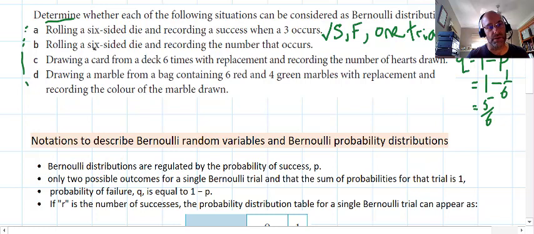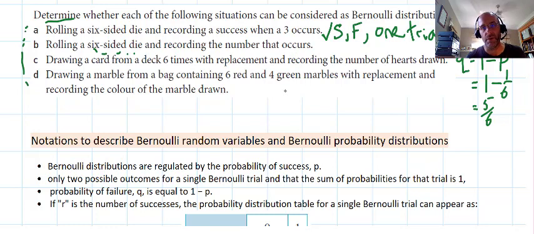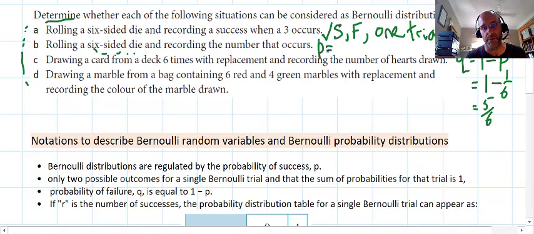Rolling a 6-sided die and recording the number that occurs. Okay, that's a little different. That one's not a Bernoulli distribution because we haven't defined what P is. And if we haven't defined what P is, then there'll be 6 outcomes, which is not consistent with a Bernoulli distribution. So that one is not.